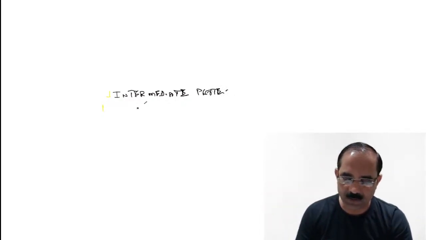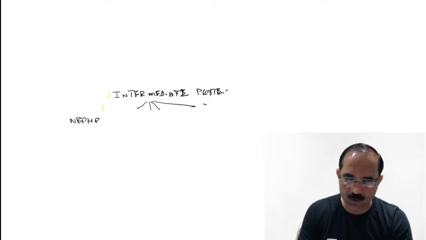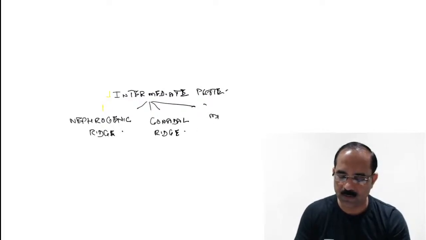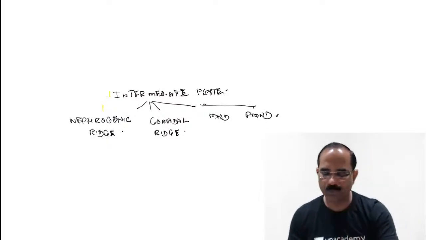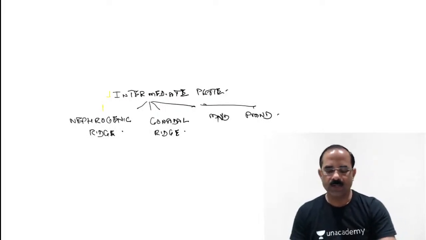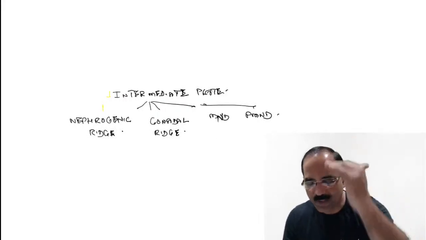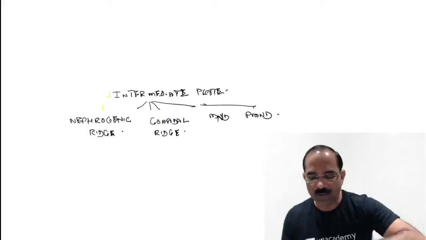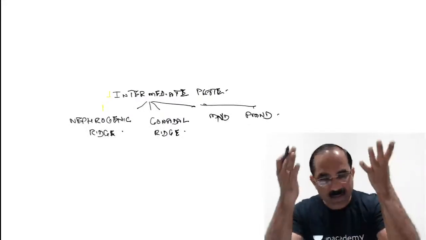So this intermediate plate mesoderm has four things. One is the nephrogenic ridge. Second is gonadal ridge. One is the mesonephric duct and the second one is the paramesonephric duct. So nephrogenic ridge, gonadal ridge, mesonephric duct and the paramesonephric duct. Students, remember, these are the four things which are formed in the intermediate plate mesoderm.